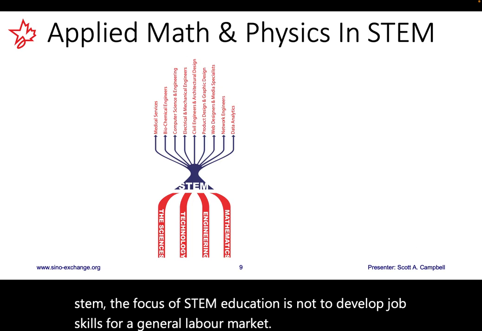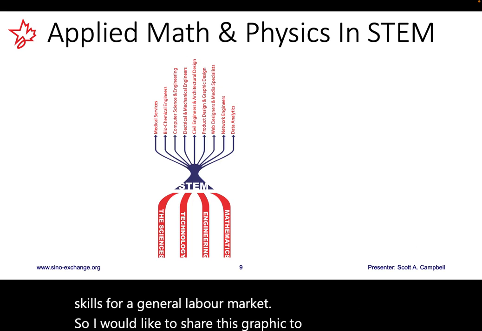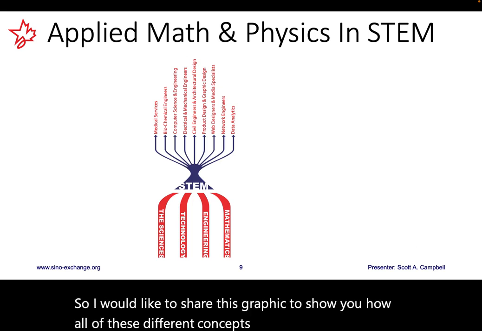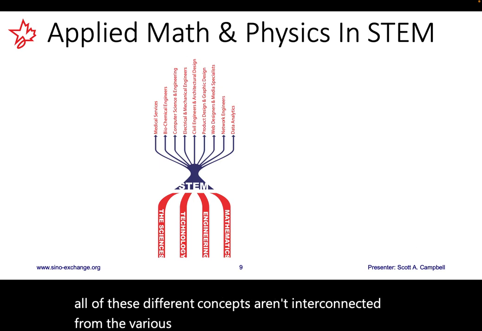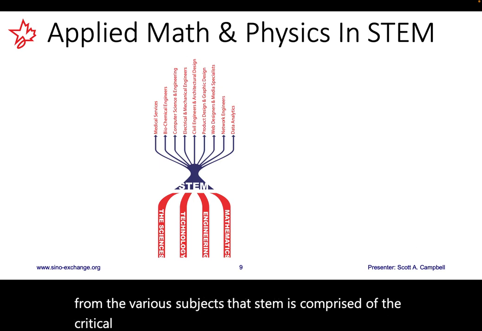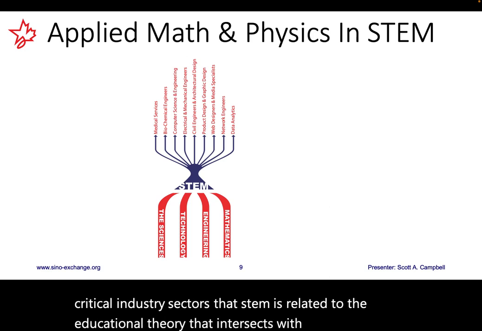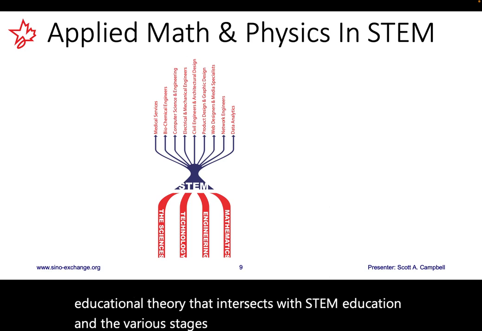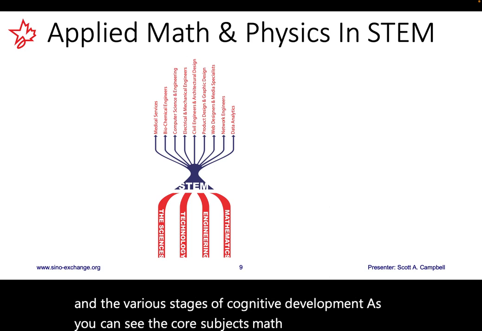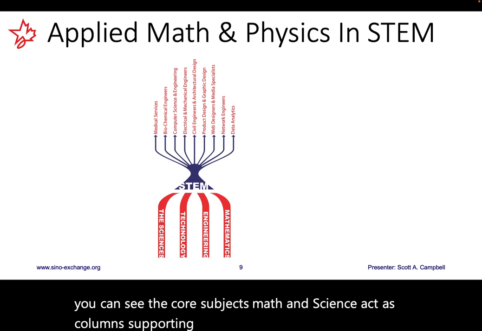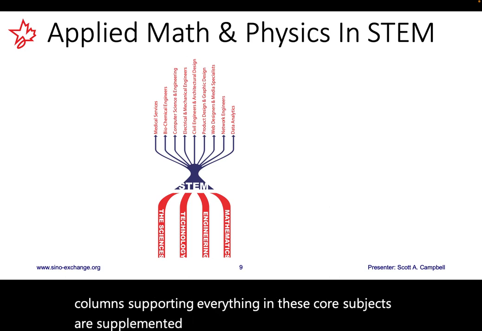So I would like to share this graphic to show you how all of these different concepts are interconnected, from the various subjects that STEM is comprised of, the critical industry sectors that STEM is related to, the educational theory that intersects with STEM education, and the various stages of cognitive development. As you can see, the core subjects, math and science, act as columns supporting everything, and these core subjects are supplemented by interdisciplinary subject areas.